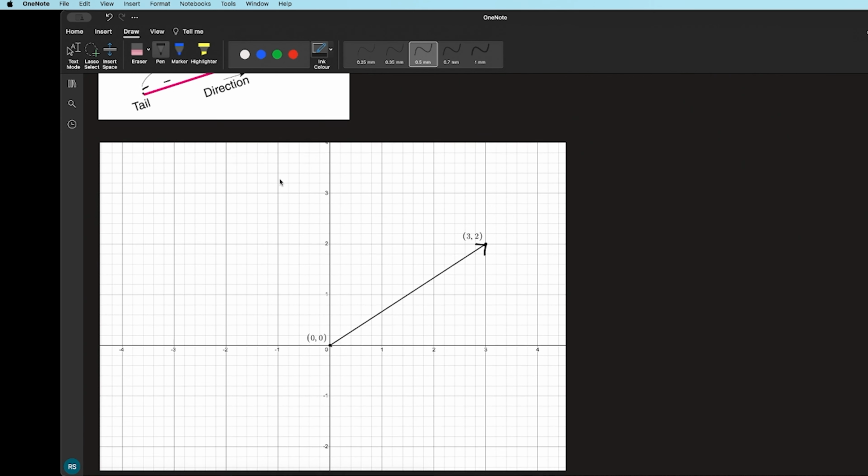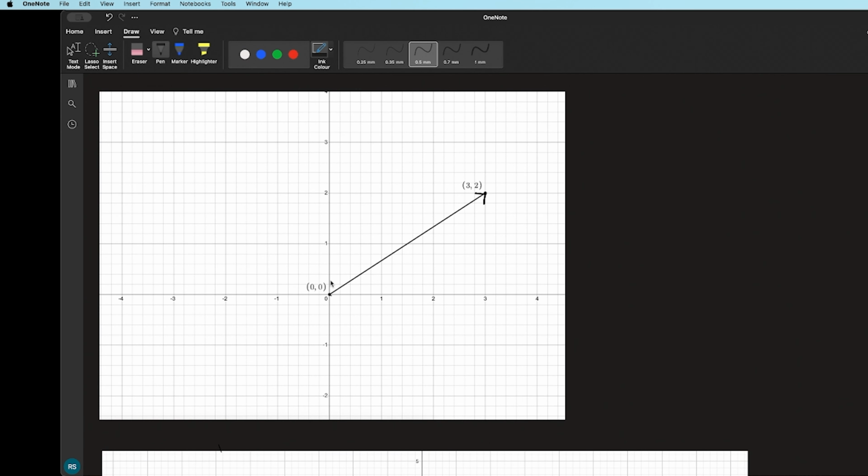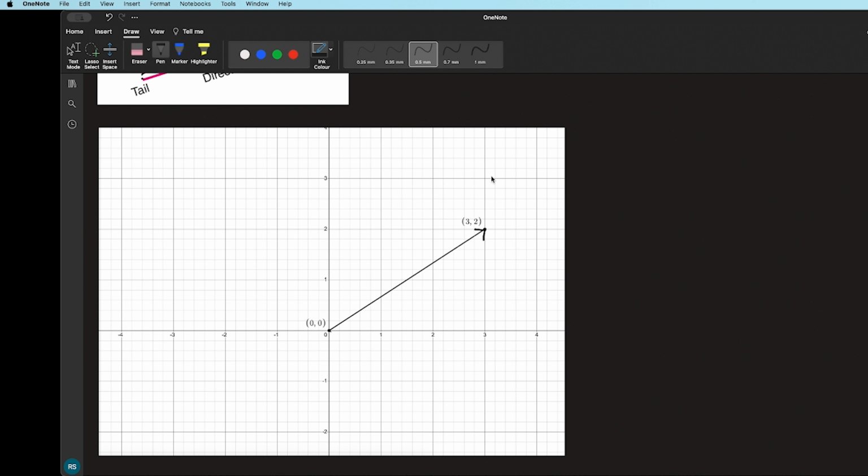Now coming to the 2D coordinate space, I have already drawn one vector. You can see this vector starts from the origin, that is the x component is 0 and the y component is 0, that is 0, 0, and it ends at the coordinate 3, 2. This vector is called the position vector, which always starts from the origin. The position vector always starts from the origin.